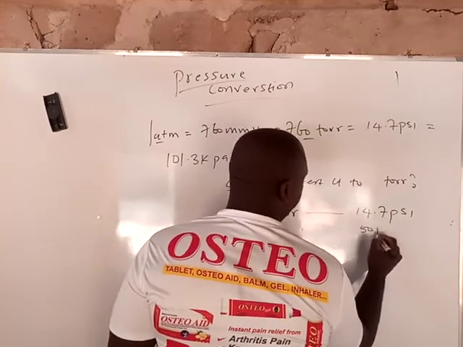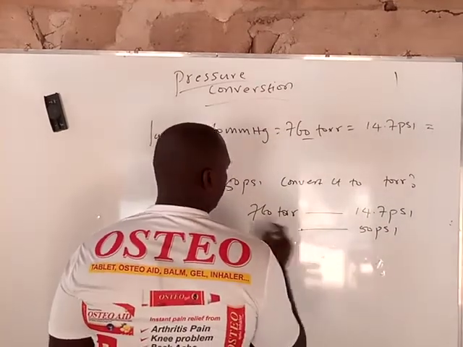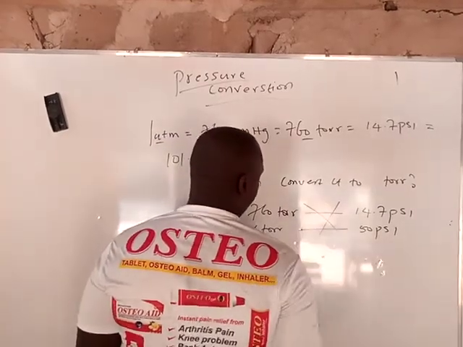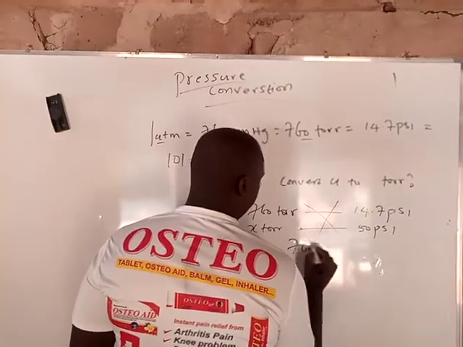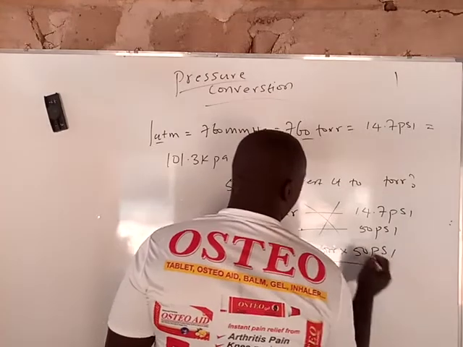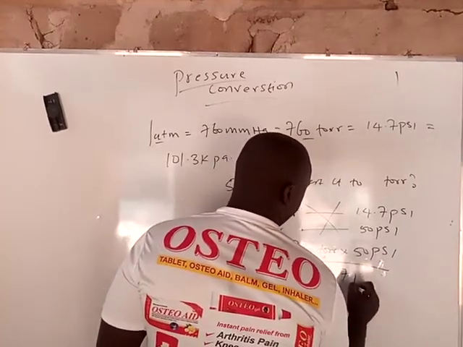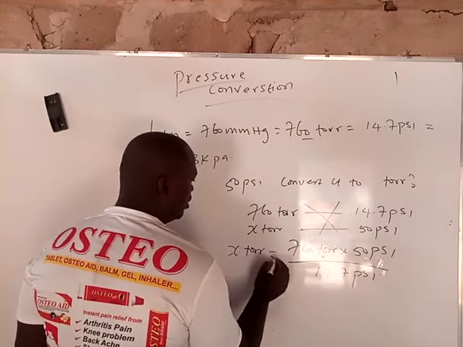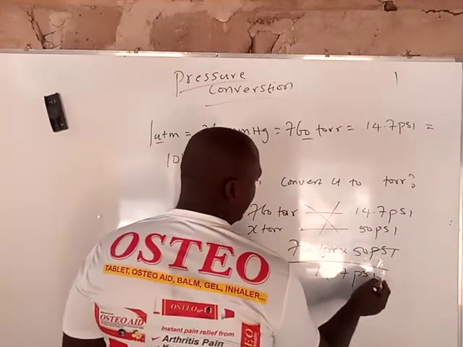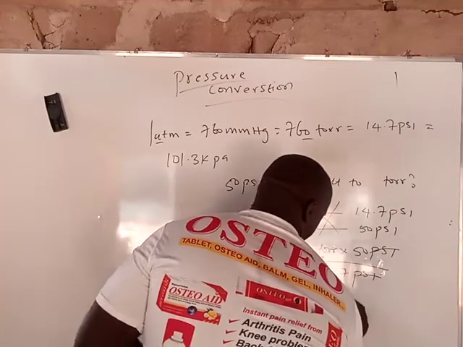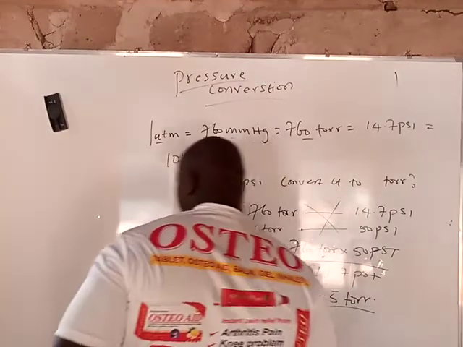You have psi, and they want your answer in torr. So 50 psi all over this will be your x in torr. Just cross multiply. This times this will give you 760 torr times 50 psi all over 14.7 psi. Remember, this is the one you are asked to find, x in torr. So psi will cancel psi. You punch it in your calculator, and you will have the answer 2585 torr, and that should be your answer.